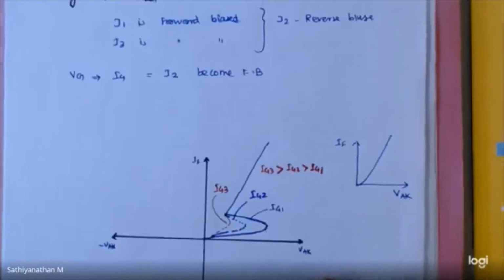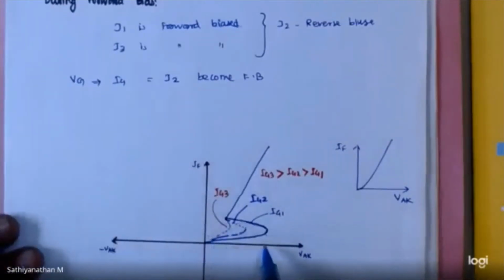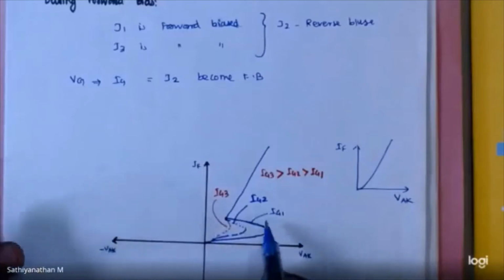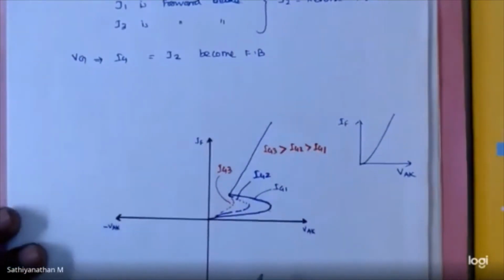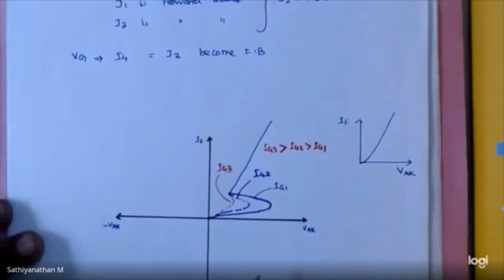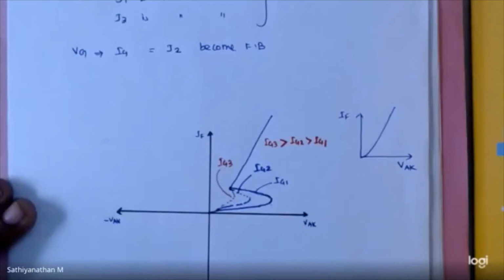Right? Are you clear with this? So it looks like a diode, but we are controlling the on process of a diode using a gate current. Okay. Do you have any doubts?